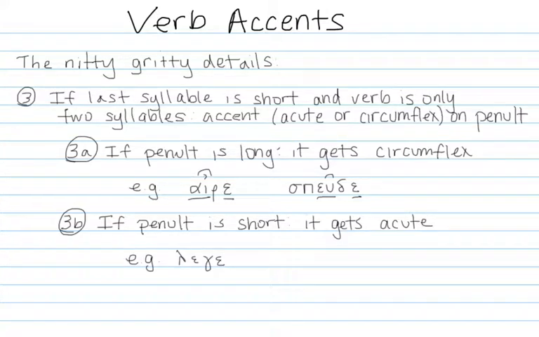In contrast, if the penult is short, then it gets an acute. So sample command lege, last syllable is short. The word does not have an antepenult, so the accent goes on the penult. It's short, it gets an acute. Lege. In the sample command phere, same thing. Last syllable is short. There is no third to last syllable. Accent goes on the second to last. It's short, it gets an acute. Phere.